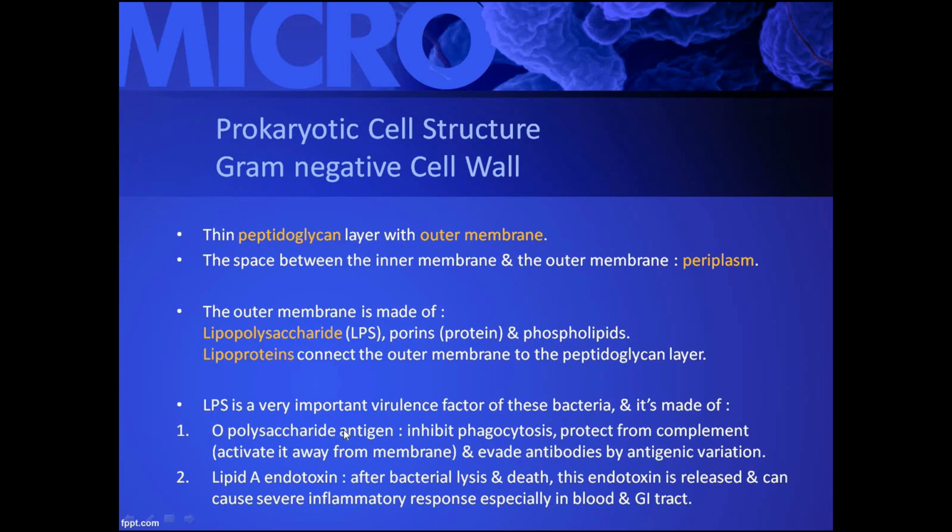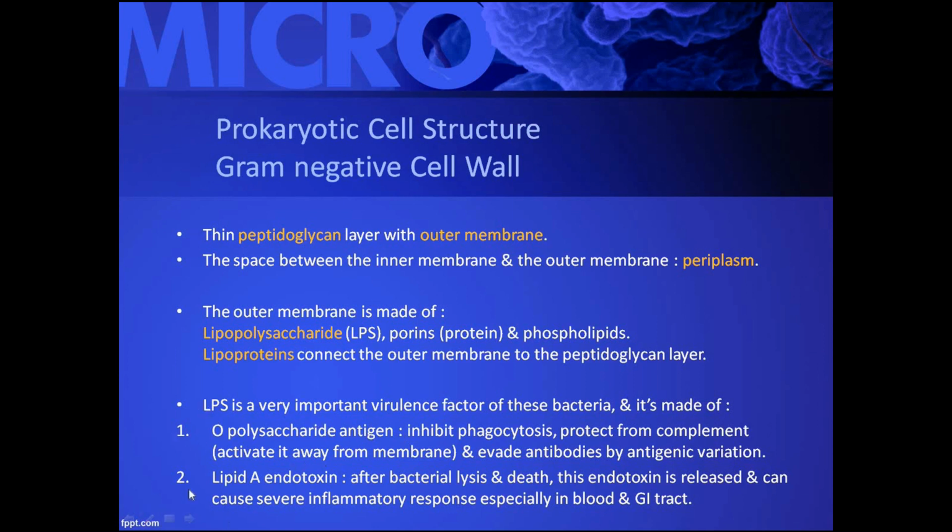Also, the O-polysaccharide antigen evades antibodies by antigenic variation. So the bacteria can change the structure of the O-polysaccharide side chain, and the antibodies that were produced against one O-polysaccharide side chain will not be effective against a different variation of the O-polysaccharide side chain.